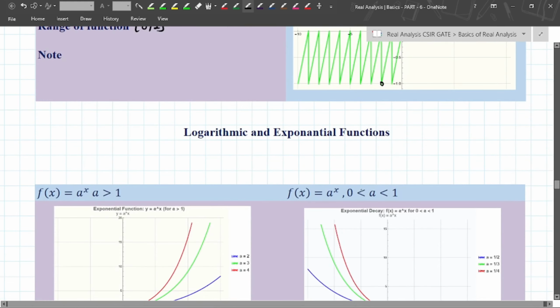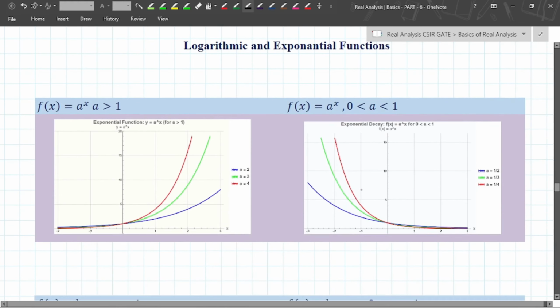Next we have the logarithmic and exponential functions. If we take any constant a to the power x, then it is like this. If a is greater than 1, you can see it is moving upward. A should not be 1, because if it is 1, then it is only 1. A should be greater than 1, for example a equals 2, a equals 3, a equals 4, all moving like this. But the thing is that it is never getting to 0. It will go to minus infinity on one side and plus infinity on the other. The same thing is here.